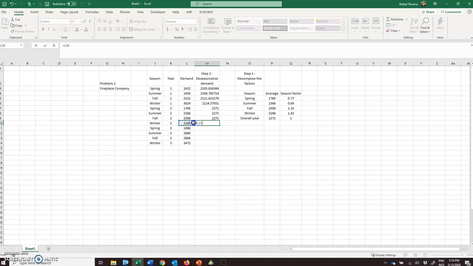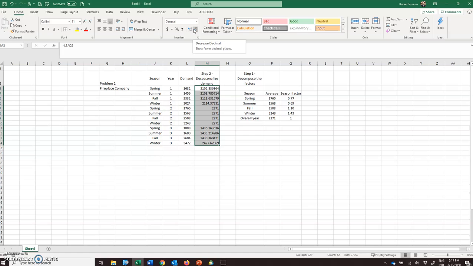And then I divide this one by, oops, for the winter. And I divide again the spring by the spring factor. Always dividing each season demand by its factor. Okay, so this is the demand after removing the seasonality. Okay, so let's reduce the decimal places here to make it easier to see. Okay, now comes this step.